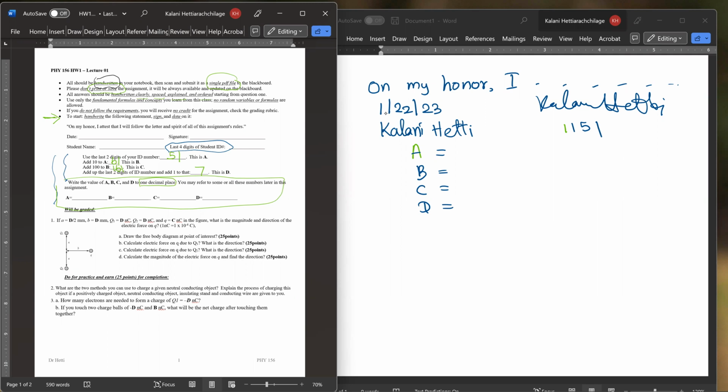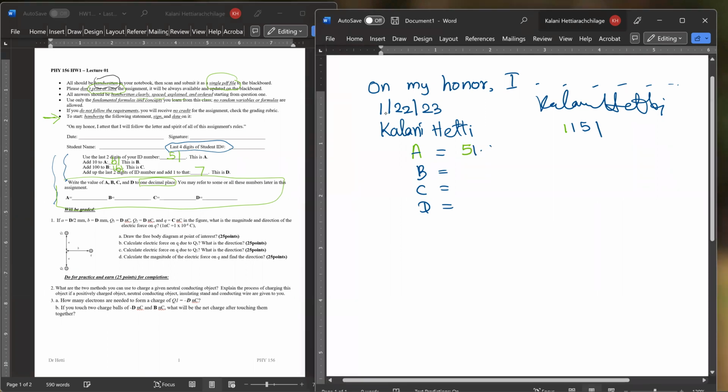Let's use the A. So I have 51 to 1 decimal place, that will be 51.0. And then I have 61.0 as B and C 161.0 and D 7.0, right? So now you're going to start your homework.